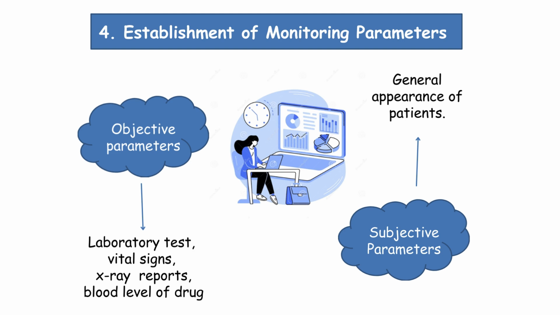Objective parameters include factors which are measurable by laboratory tests, vital signs, X-ray reports, and blood levels of drugs such as digoxin level, pulse rate, heart size, and ankle edema. Subjective parameters include factors which are not measurable and require a value judgment, such as general appearance or the patient's own assessment of his progress, like increased exercise tolerance and nausea.